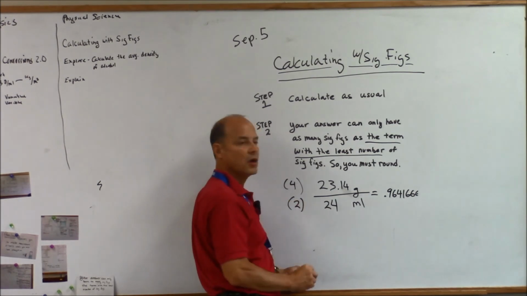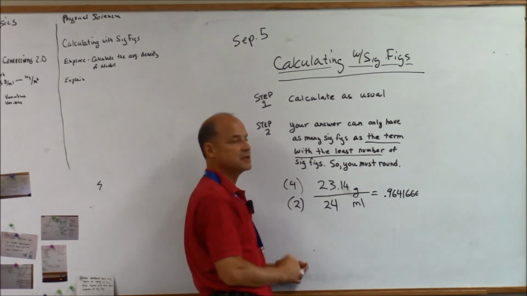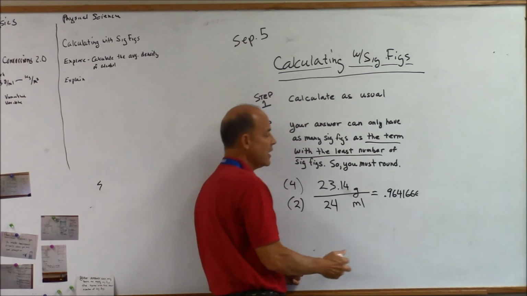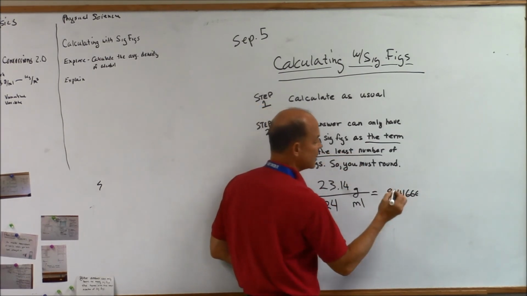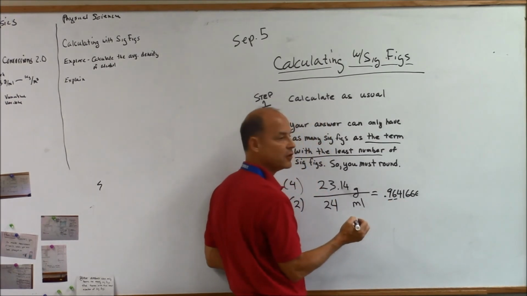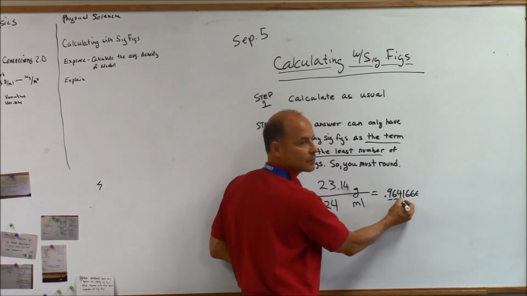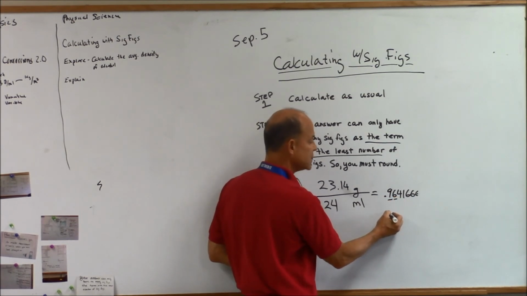2. Okay? Your answer can only have as many sig figs as the term with the least number of sig figs. What's the term with the least number of sig figs? 2. All right? So my answer can only have 2 sig figs. So this is what I do. I go to my answer and draw 2 lines underneath the first 2 digits. Then I look to the right to decide whether the 6 is going to go up to a 7 or stay a 6. And it's going to stay a 6.